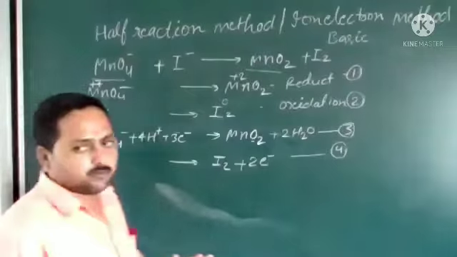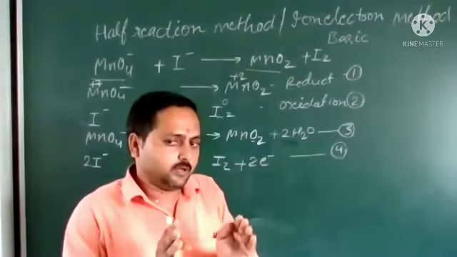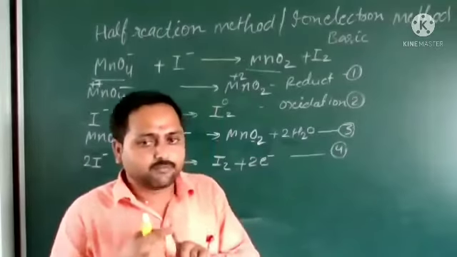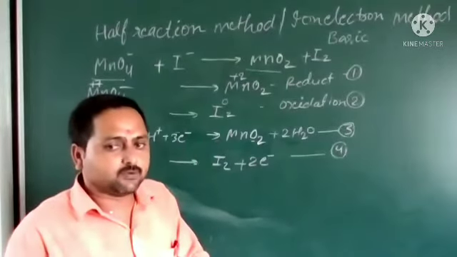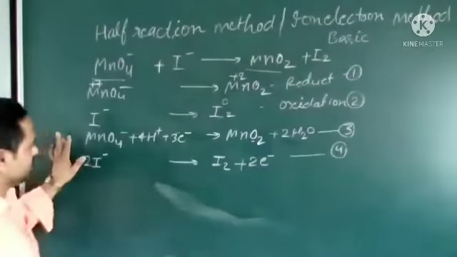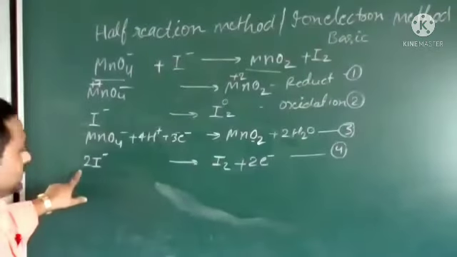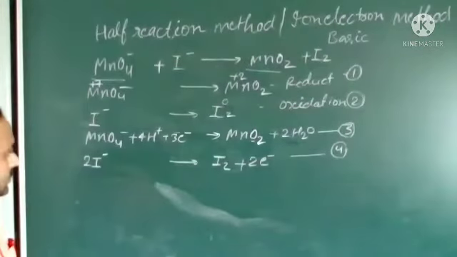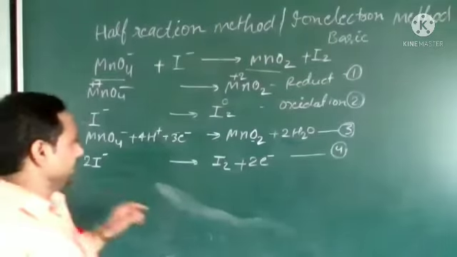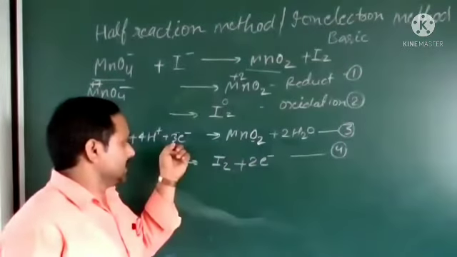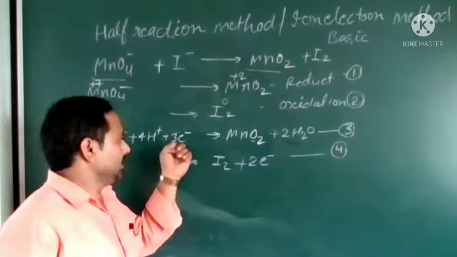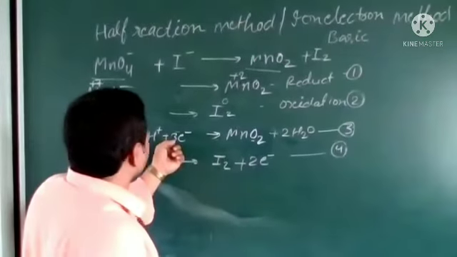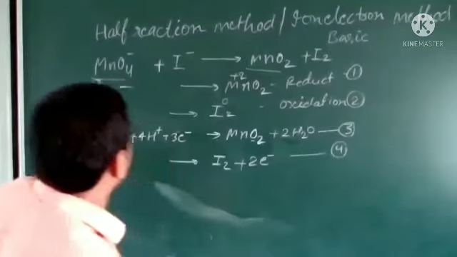After this, the next step is adding the equations. But before adding, you check whether the number of electrons in the half equations is equal or not. Equation 3 is a half equation and equation 4 is also a half equation. Let us see whether the numbers of electrons are equal. I think they are not equal. On this side there are 2 electrons. How much is on the other side?